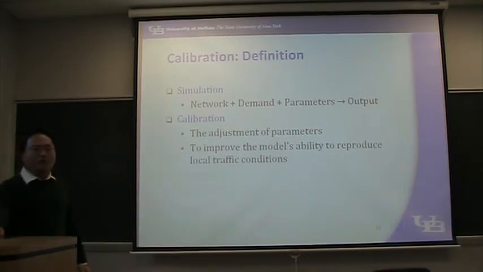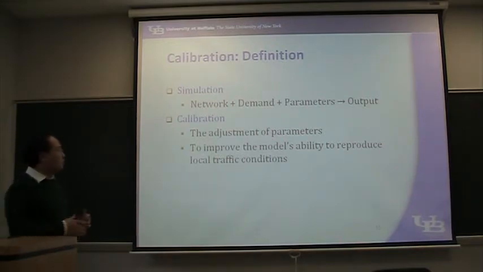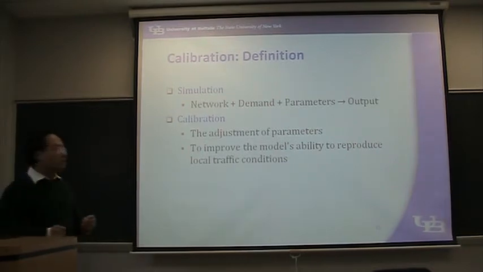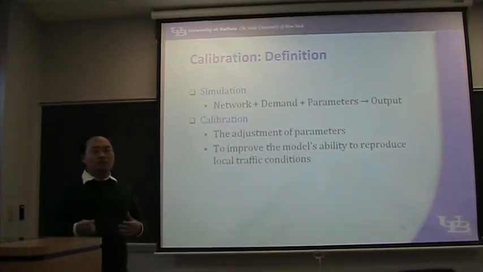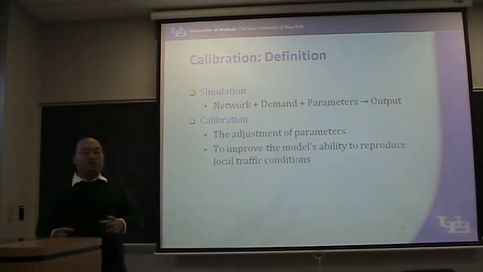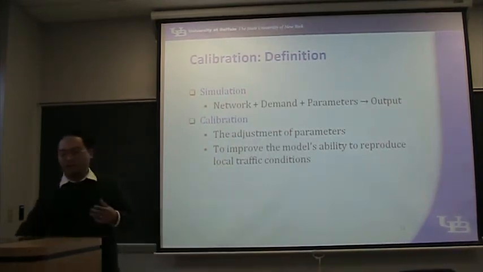The reason for checking parameters is that the default parameters provided by the simulation model or software package will not be able to reproduce every local traffic condition. So there is no model, no set of parameters that can be used everywhere. So when you are modeling Buffalo, you have to change your parameters to Buffalo's network or Buffalo's traffic conditions.